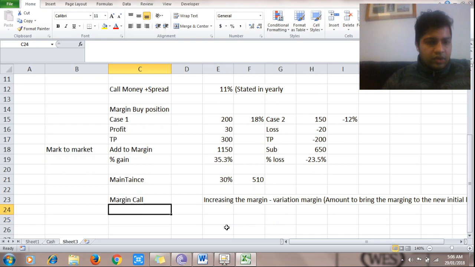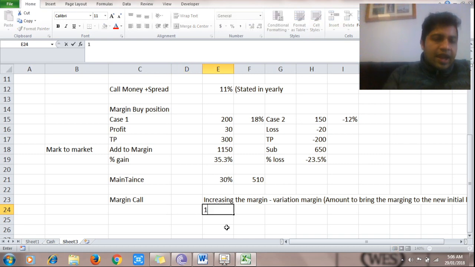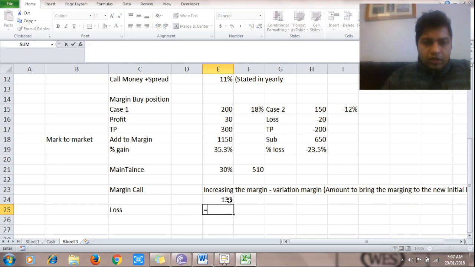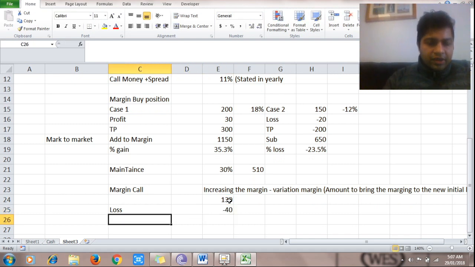That's the trick involved. So let's say the stock you bought it at 170, you did this margin buy trade, and the stock goes to 130. Okay, so what is happening? You're getting a loss. The loss is 130 minus 170, the price at which you bought it. So $40 loss, and you're trading on 10 stocks. So total loss is 40 multiplied by 10. So $400. This loss is adjusted from the margin.